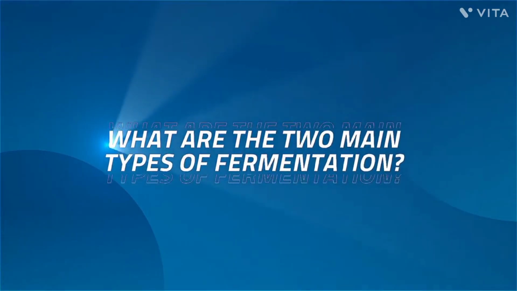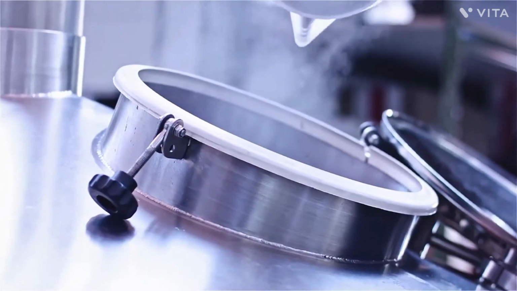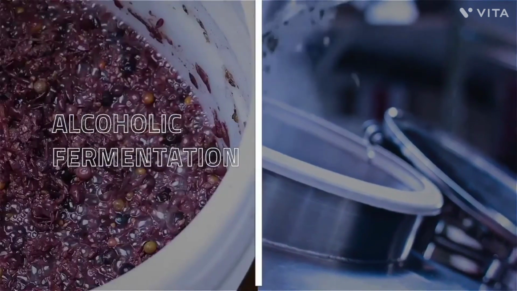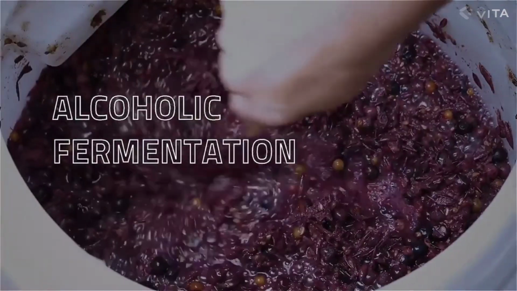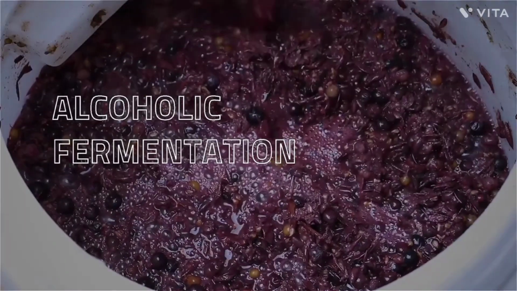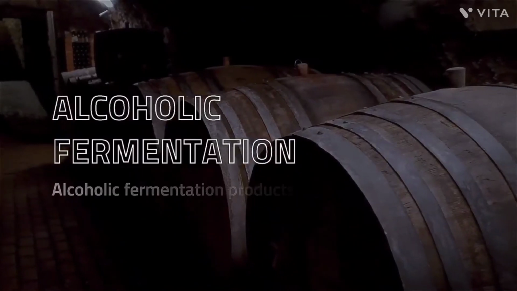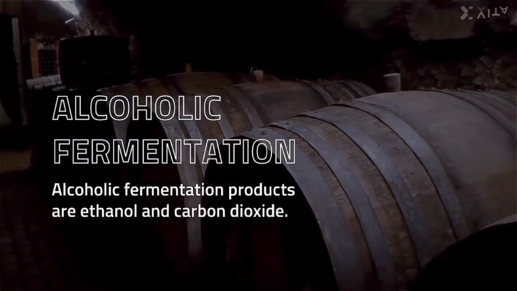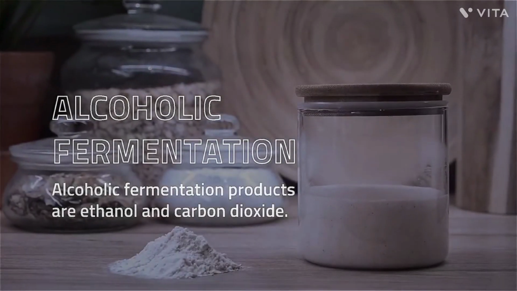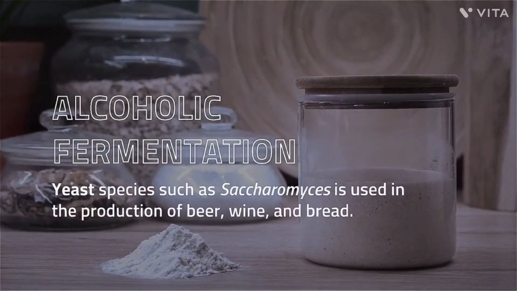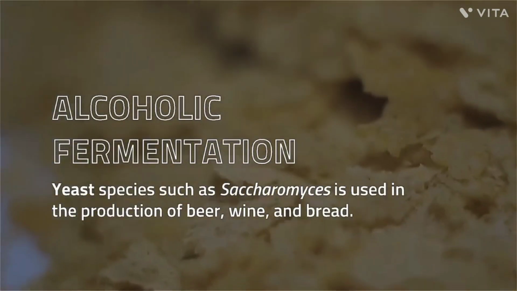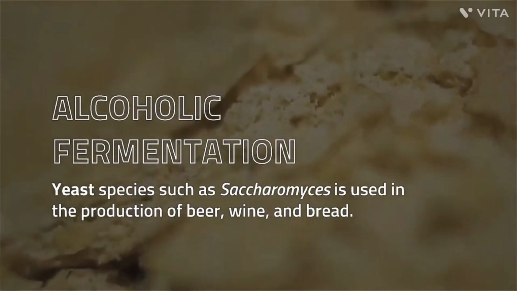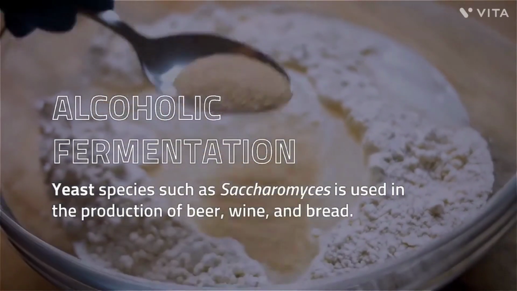What are the two main types of fermentation? There are two main types of fermentation: alcoholic and lactic acid fermentation. Alcoholic fermentation, also called ethanol fermentation, is a type of fermentation whose products are ethanol and carbon dioxide. It is performed by yeast species, specifically Saccharomyces, for the production of alcoholic drinks such as beer and wine, as well as foods such as bread.